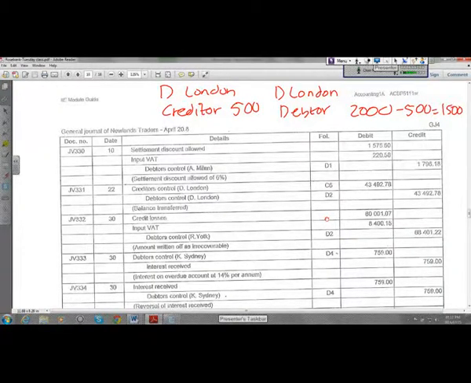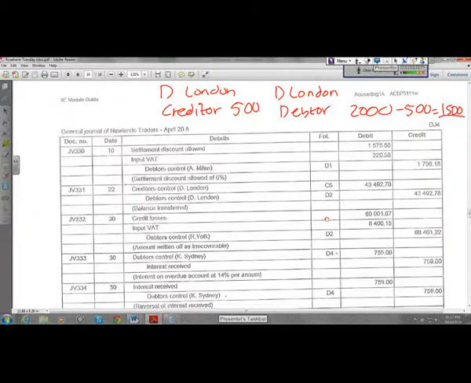Doesn't that make sense? It does make sense, because otherwise we're going to have a situation whereby London is sending us a statement, and then we have to pay him 500, and then we are sending him a statement, and then he's got to pay us 2,000. But really the net effect is, if he is owing us 2,000 and we are owing him 500, rather he just pays us 1,500. All right, so that's what this entry actually means.